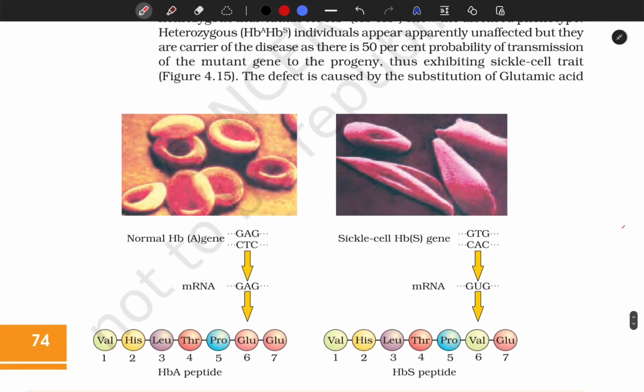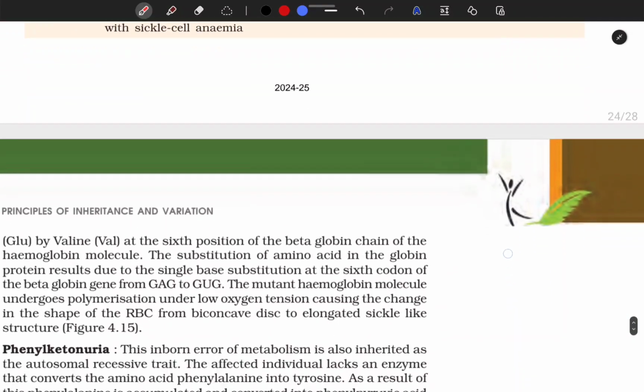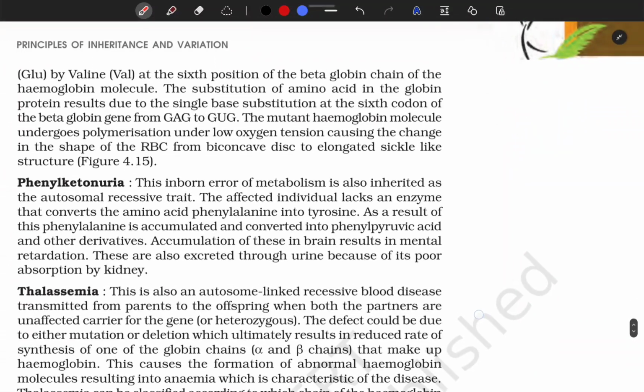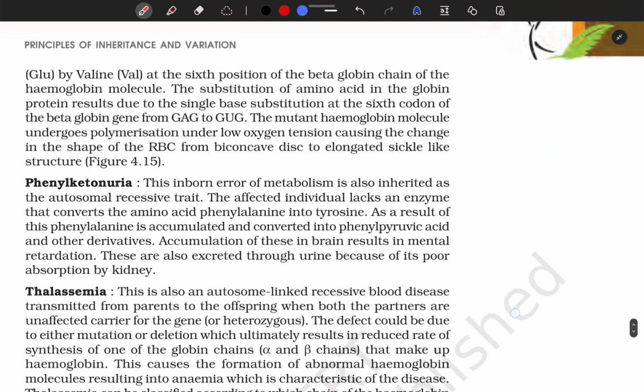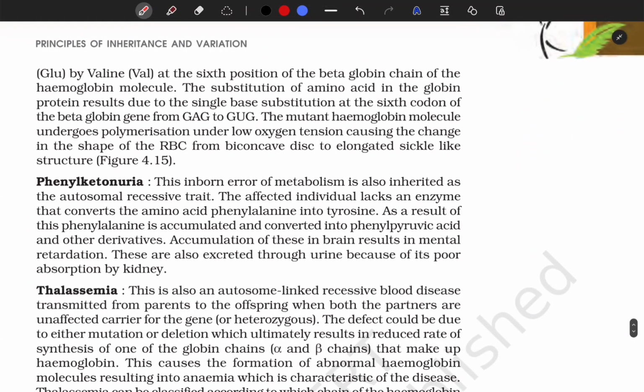The defect is caused by a substitution of glutamic acid by valine at the 6th position of beta globin chain of the hemoglobin molecule. The substitution of amino acid in the globin protein results due to single base substitution at the 6th codon of the beta globin gene from GAG to GUG. The mutant hemoglobin molecule undergoes polymerization under low oxygen tension, causing the change in the shape of the RBC from biconcave disc to elongated sickle-like structure.